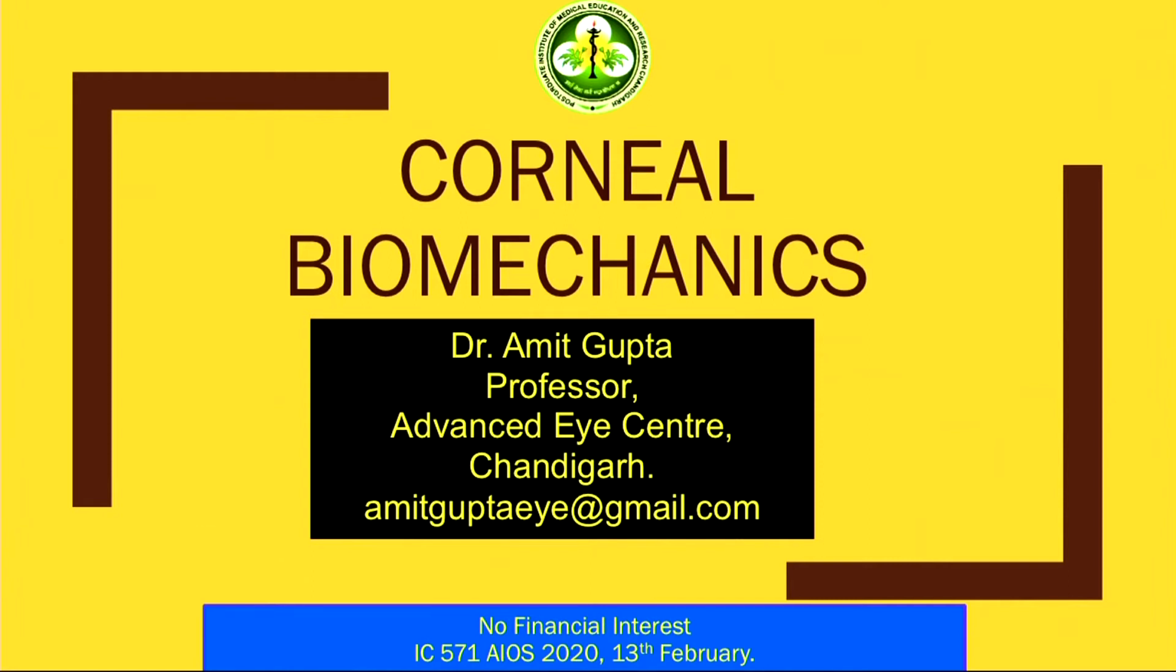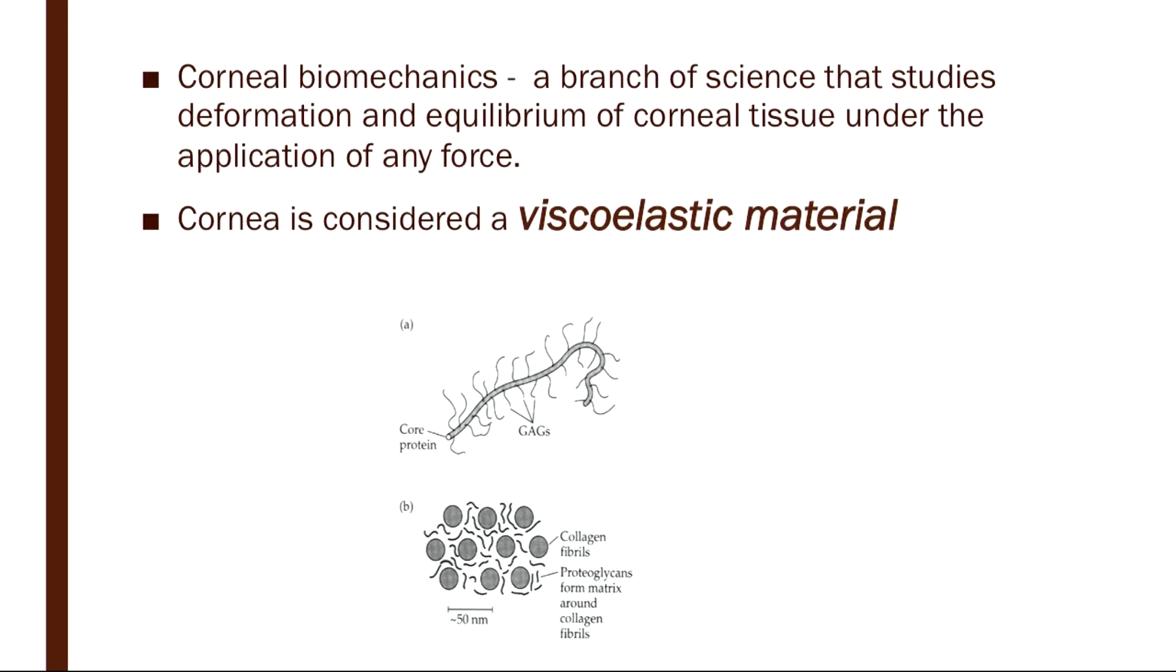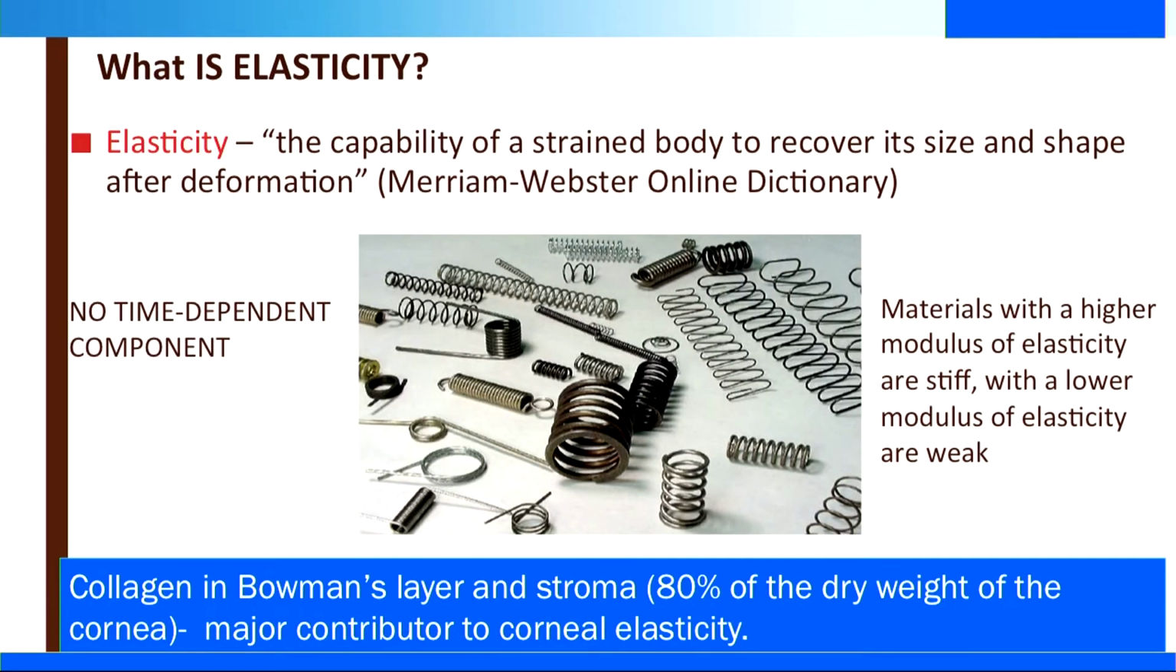Well, when we look at corneal biomechanics, this is a branch of science that deals with deformation and equilibrium of corneal tissue under application of any force. And the cornea is considered as a viscoelastic material. Now, what is this viscoelastic material? So, elasticity is the capability of a strained body to recover its size and shape after deformation. And materials with a higher modulus of elasticity are stiff, and with a lower modulus of elasticity are weak. And this is not a time dependent component.